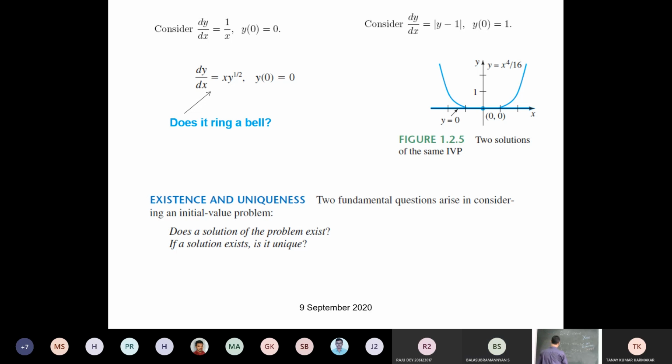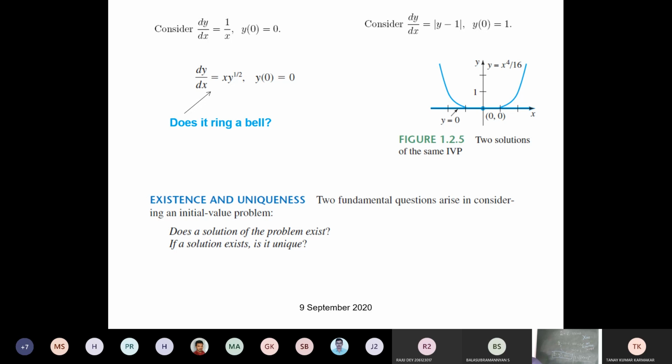Okay, so now, does this ring a bell? You remember, this has a solution like something like 16x to the power 4, right? And in fact, we got the family of solutions like (1 by 4 x squared plus c) whole squared. So these gave me the one parameter family of solution curves, right? And from here, if I plug in c equal to 0, definitely I'm going to get 1 by 4 x to the power 4 as my solution.